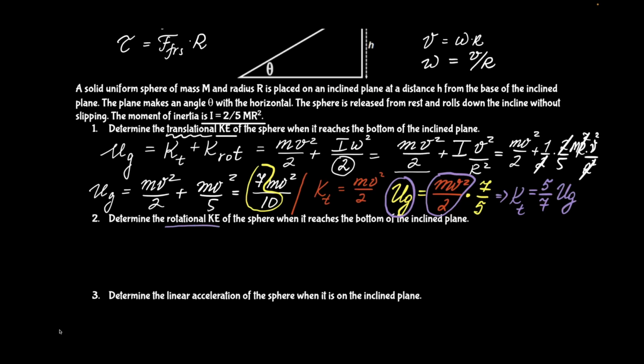Then determine the rotational kinetic energy of the sphere. Look how UG comprised both of them. So then kinetic energy translational turned out to be 5/7 of UG.